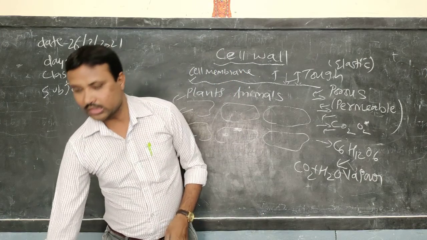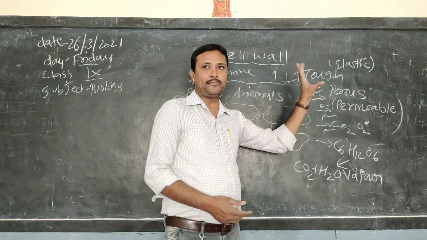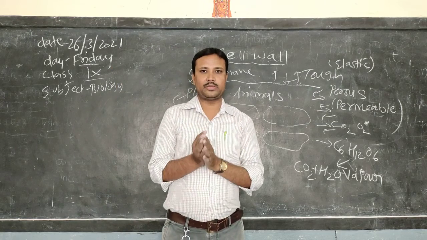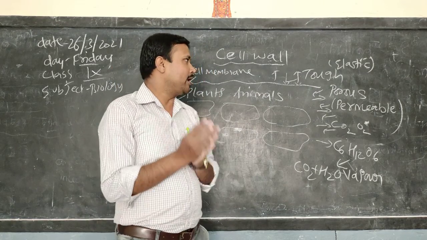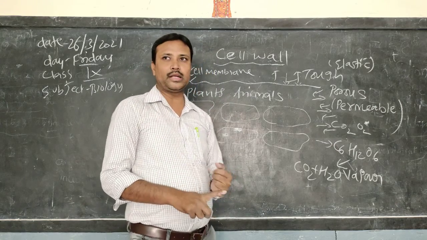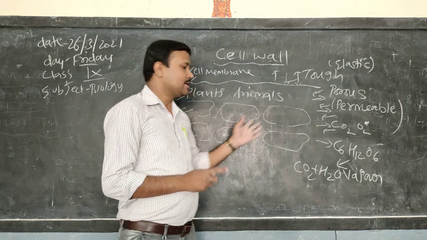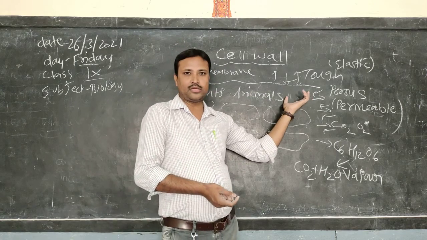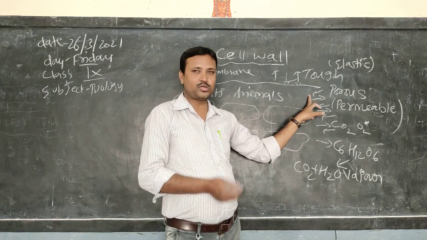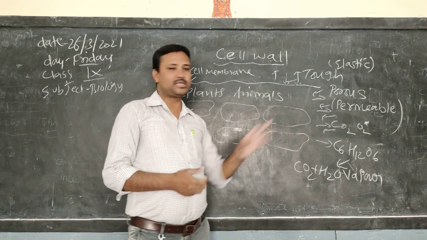But now, after the scientists have observed the importance of the cell membrane, they come to know that no, it is not a waste material. It is a very valuable material. It is a very porous material, a very important constituent of the cell, the outermost layer of the cell wall. So how can we say it is an important constituent? Because it is porous in nature.